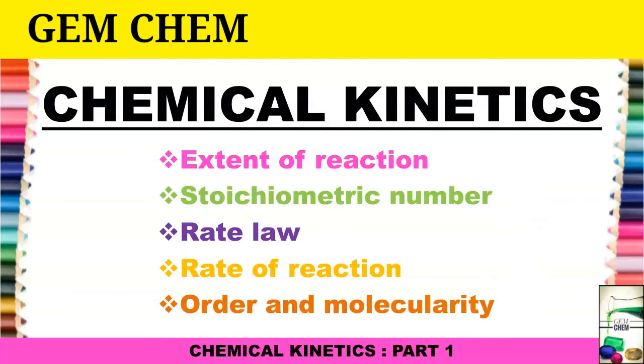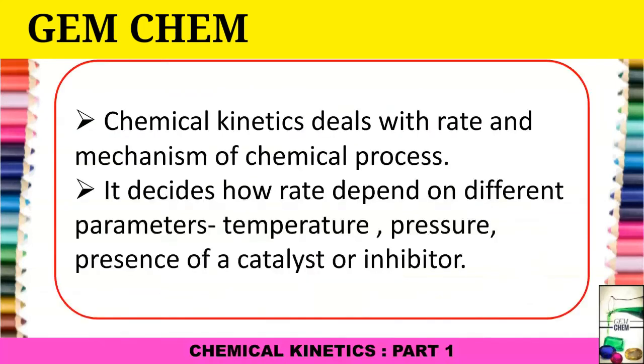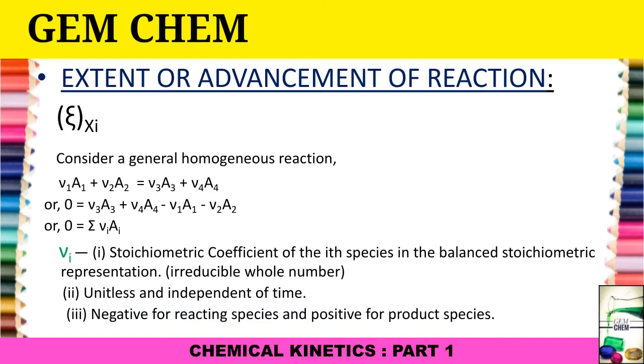Now let us start. Chemical kinetics deals with rate and mechanism of chemical processes, right? And it decides how rate depends on different parameters like temperature, pressure, presence of a catalyst or inhibitor, and we will see each of them in details. Now first topic of discussion is extent or advancement of a reaction.